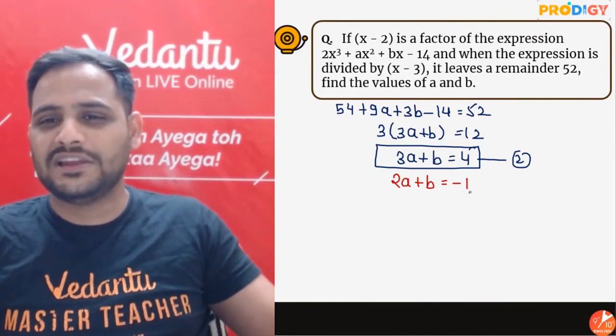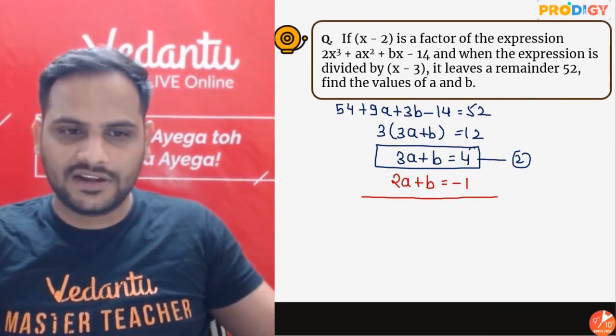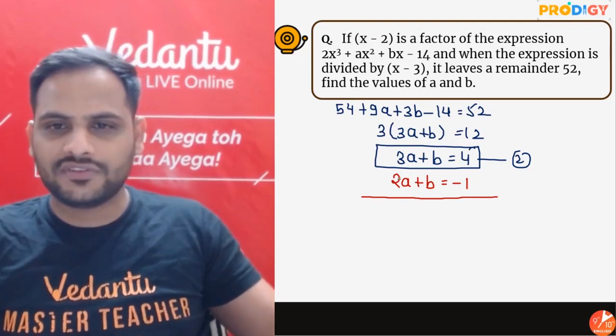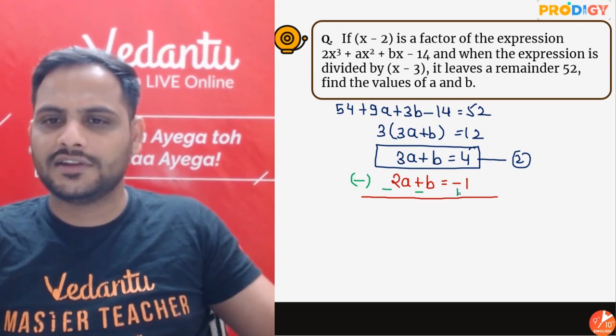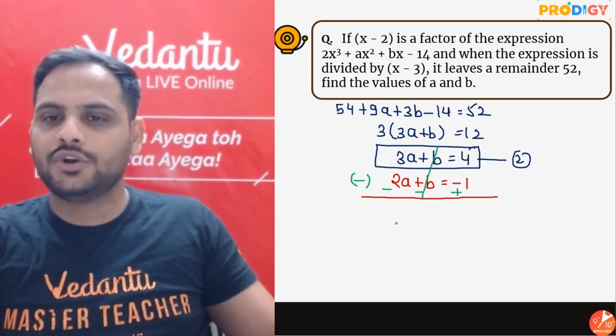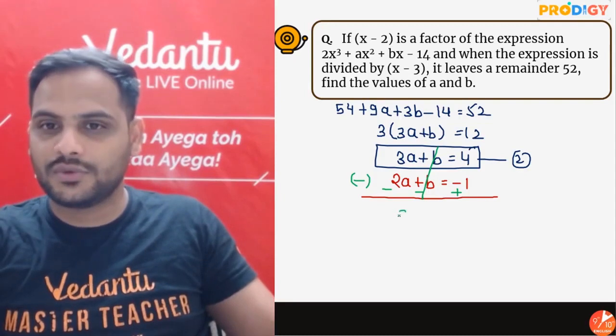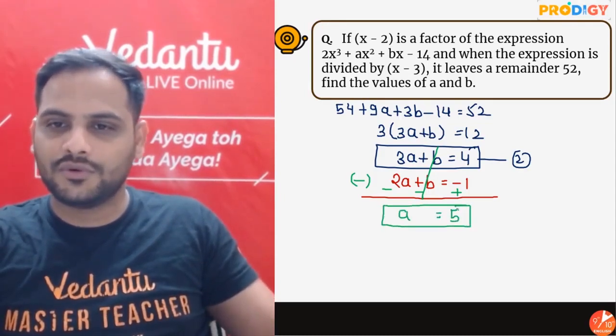Alright, now to eliminate b, I can do one thing guys. I can do the subtraction over here. So if I do the subtraction, minus sign, minus, minus, and this will become plus. The signs will change. B minus b got cancelled. 2a minus 3a minus 2a is a. 4 plus 1 is 5. So a is equal to 5.